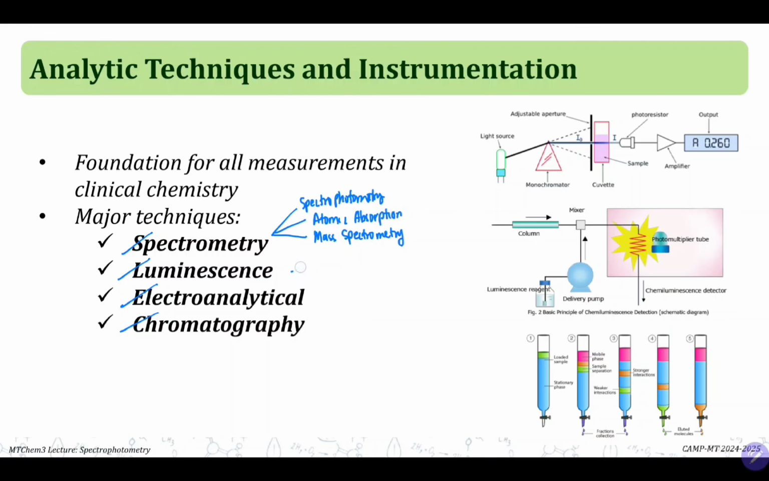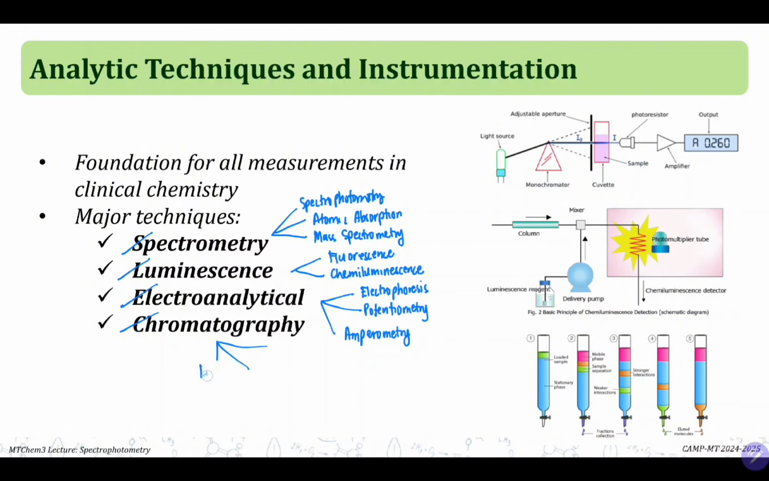For luminescence, you have your two, fluorescence and chemiluminescence. Next, under electroanalytical techniques are your electrophoresis, potentiometry, and amperometry. And lastly, for chromatography, you have your liquid, gas, and thin layer. So, for our discussion for this topic, we'll be focusing on the first major technique, which is your spectrometry, as your luminescence, electroanalytical techniques, and chromatography were already discussed to you in our previous topics.